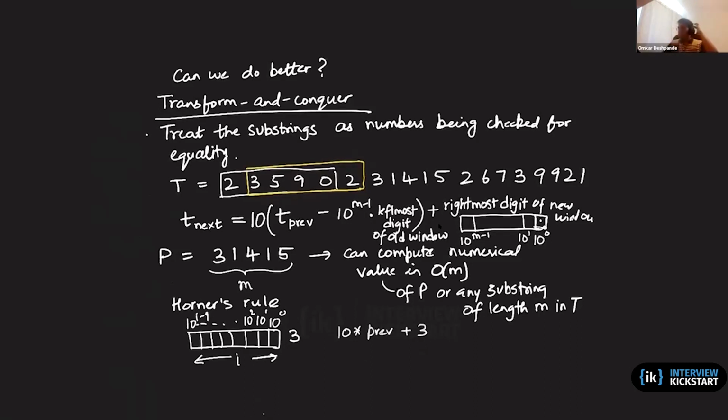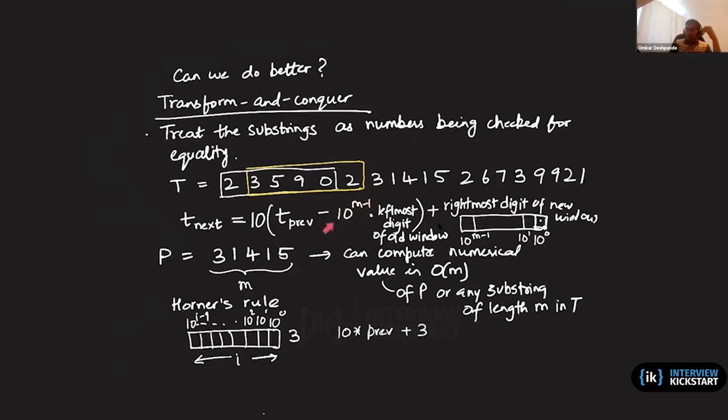Or the previous window. So how much time would it take to do this computation as we move from one fixed length window to the next fixed length window? 10 to the power m minus 1 is a fixed number, so this can be computed in advance. It's not going to take more than order m time.